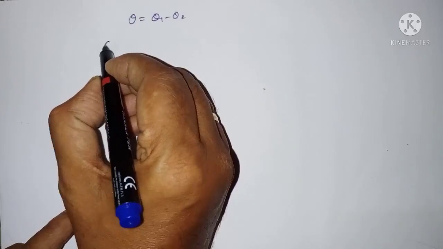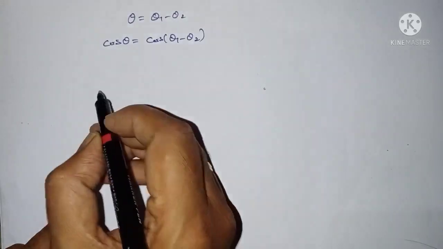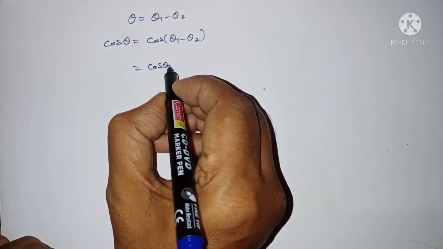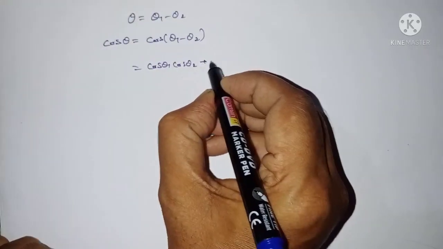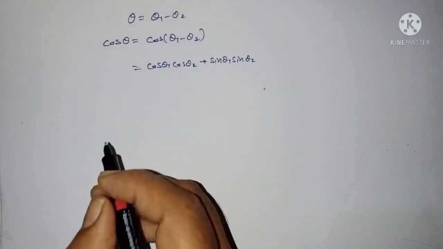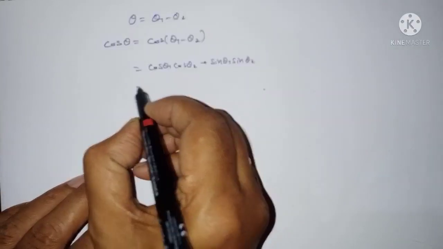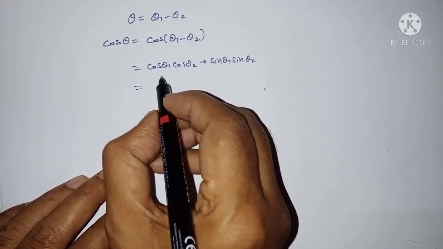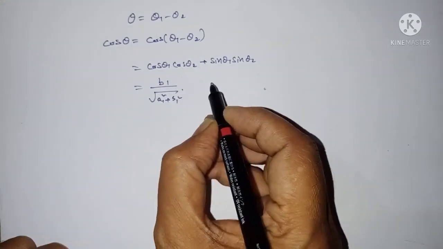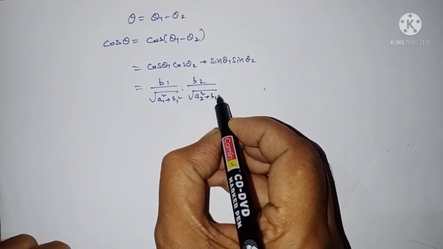Now apply cos on both sides: cos theta is equal to cos of theta 1 minus theta 2. What is the formula? This is cos A minus B, which is cos A cos B plus sin A sin B. Therefore, cos theta 1 cos theta 2 plus sin theta 1 sin theta 2. Cos theta 1 is B1 by the square root of A1 square plus B1 square, and cos theta 2 is B2 by the square root of A2 square plus B2 square.